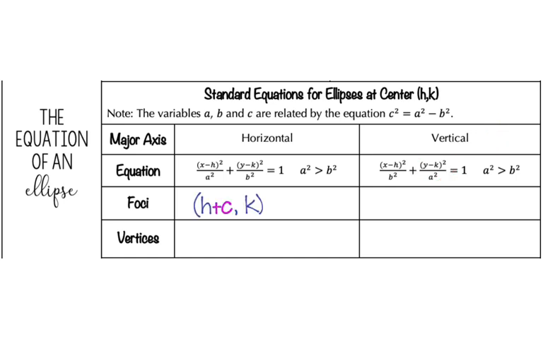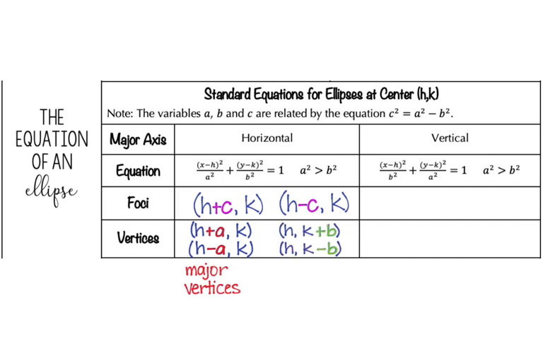The foci, well, you need to find your C. And since this is going left to right, the major axis is the x-axis. So to the H, K of the center, we're going to add our C to H. We're also going to subtract our C. So we have the 2 foci. To find the vertices, well, we have our major vertices. And for our major vertices, we would be adding to the H, the A. And for our minor vertices, we're going to be adding the B to the K of the center.